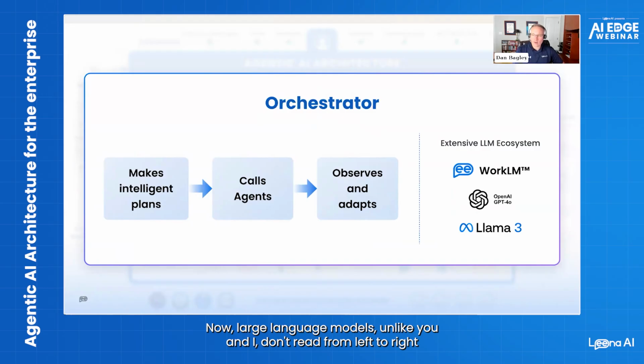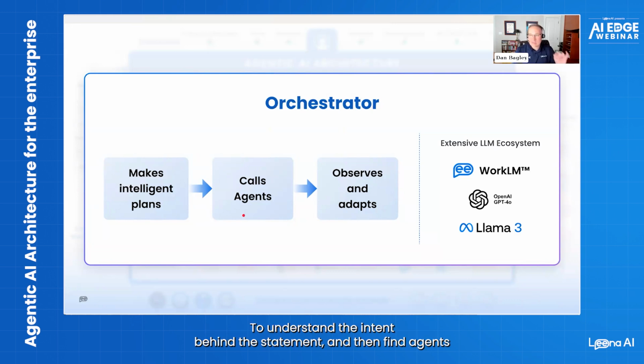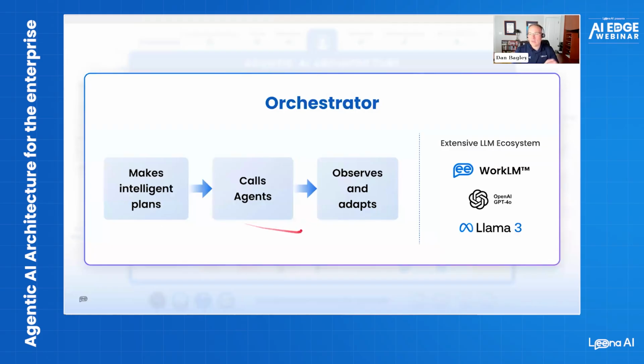Now, large language models, unlike you and I, don't read from left to right. When you and I read a sentence, we start at the beginning of the sentence, and our understanding grows as we move along the sentence. A large language model actually reads, quote unquote, the sentence entirely all at once. It tokenizes it. It breaks it down into individual little chunks and then reads the sentence simultaneously. So the orchestrator is in charge of breaking down a sentence or multiple sentences into tokens, understanding the intent behind the statement, looking for agents that it can use, and then finding agents that can solve each individual component of that intent. And then, of course, it observes and adapts over time.